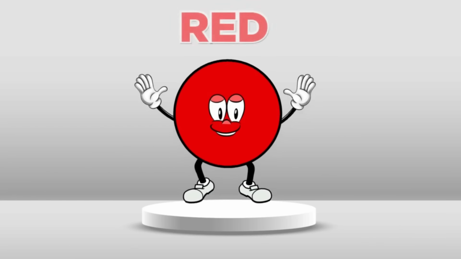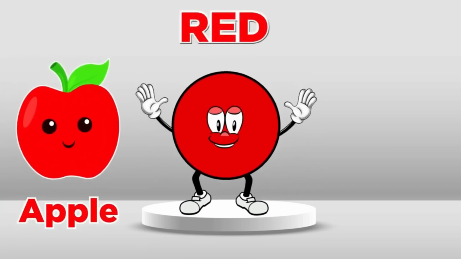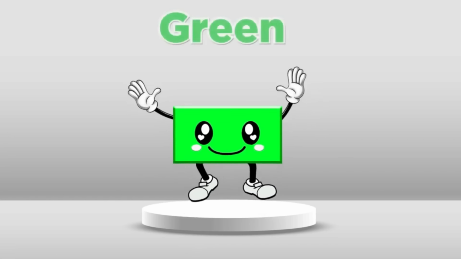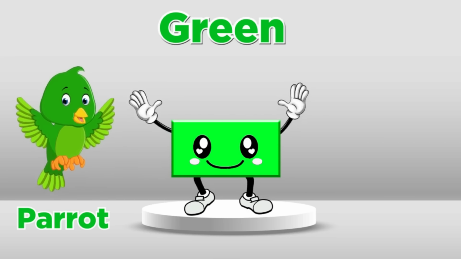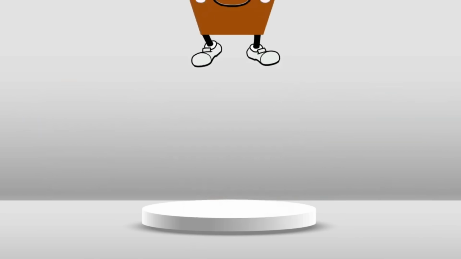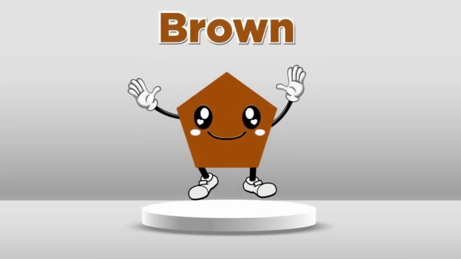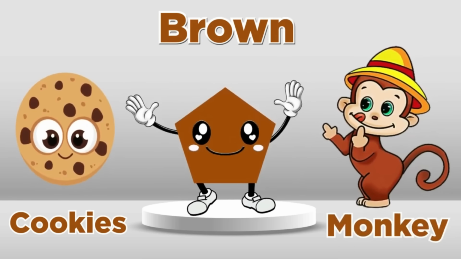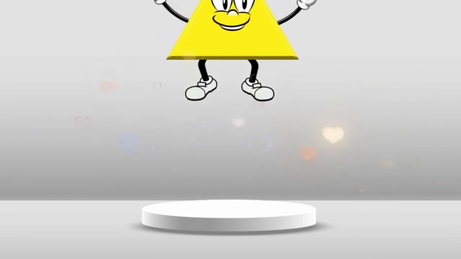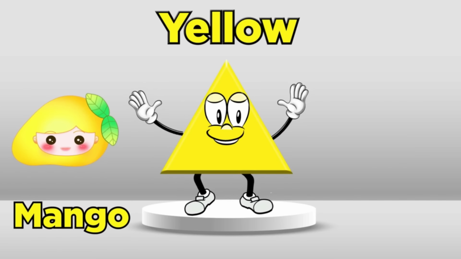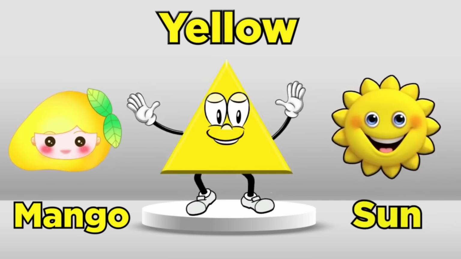This is red. Apple is red. Rose is red. This is green. Parrot is green. Leaf is green. This is brown. Cookies are brown. Monkey is brown. This is yellow. Mango is yellow. Sun is yellow.